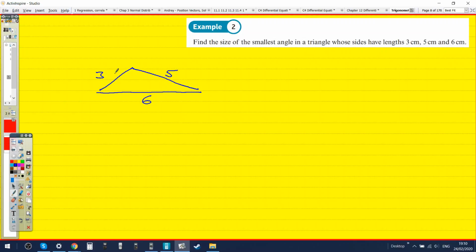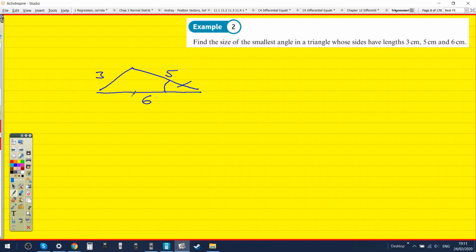Yeah. I'm just thinking though, which angle of these might be the smallest? I'm guessing, would it be 3 and 5? Let me see. My guess is this is the biggest one because it's opposite the biggest side. And so my guess is that this is the smallest one because it's opposite the smallest side. Okay, so let's do the cosine rule for this one.